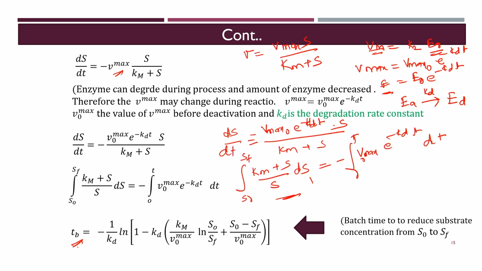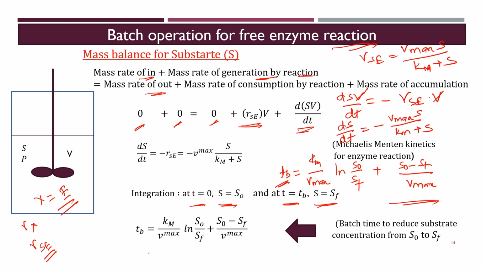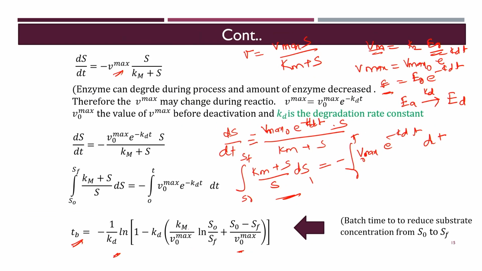We can find the value of batch time. So, batch time will be coming as minus 1 upon kd ln of 1 minus kd Km upon Vmax ln S naught upon S plus S naught minus Sf upon V naught max. Now, here again if kd is 0, this equation will be converted back to the same equation which we discussed in the last slide. Now, we will have a quick example based on this.